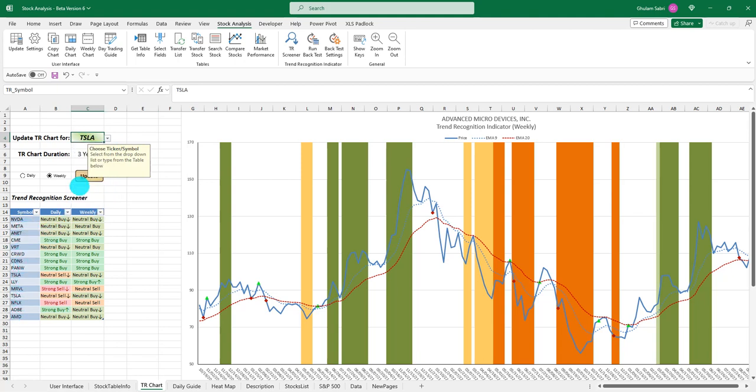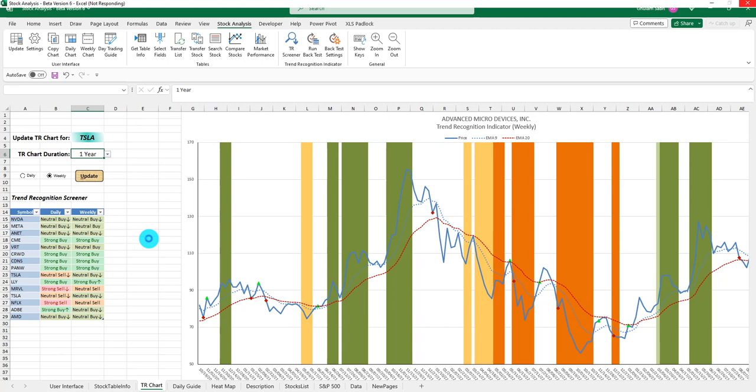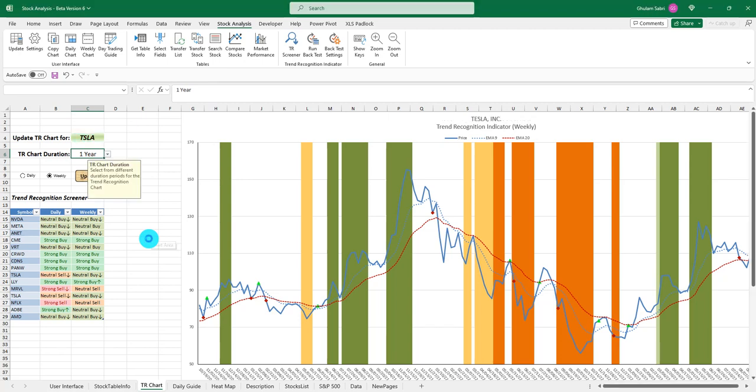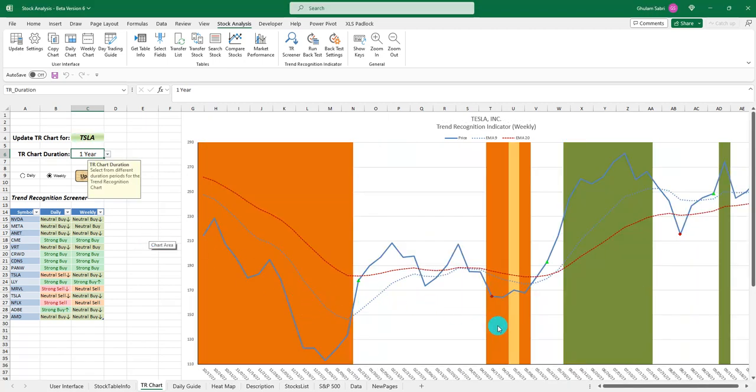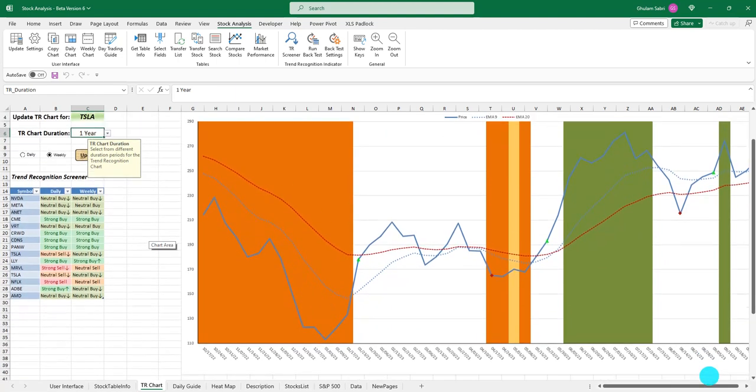Let's say we update it for Tesla, and we can select chart duration anywhere from 1 month to 5 years. Let's select 1 year, and let's plot it on the basis of weekly chart. Now the program will download the data from Excel servers for the Tesla, and now this is the TR chart for the last 1 year based on the weekly price action.